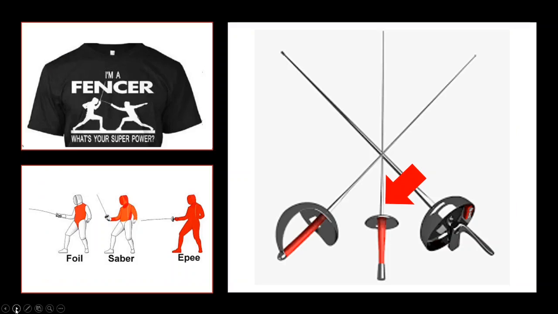Now that you've seen a little bit about my past history, let's have a look at the sport itself. It's very fascinating. Well, I just love the saying on this t-shirt: I'm a fencer, and what's your superpower? Well, there's mainly three types of weapons. My favorite was fencing with a foil, which is the middle weapon. The third picture shows the different target areas when you fight with each of those weapons.